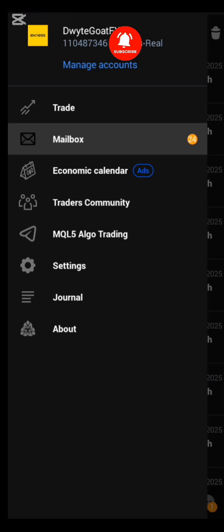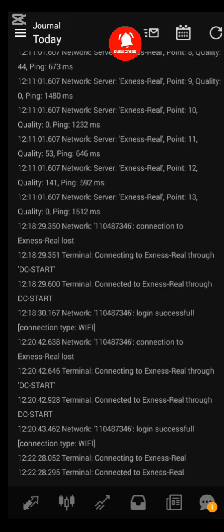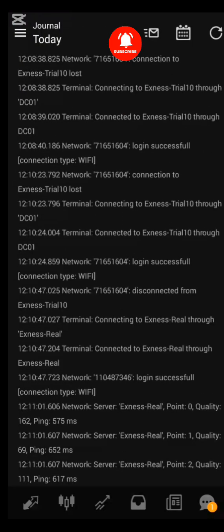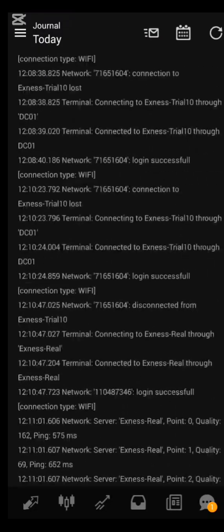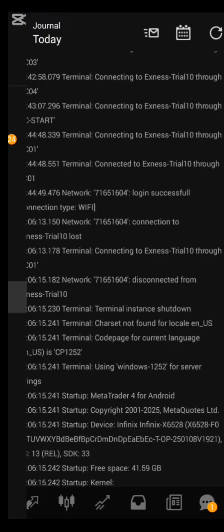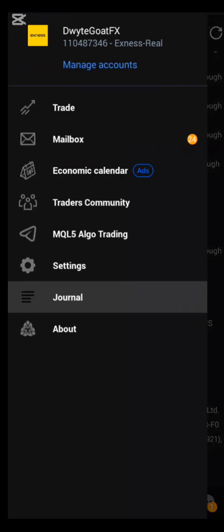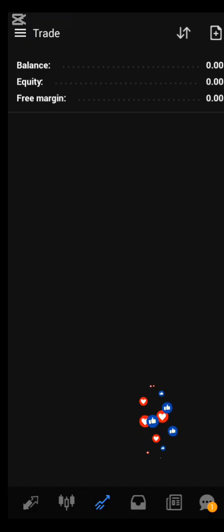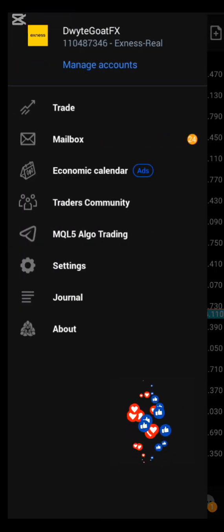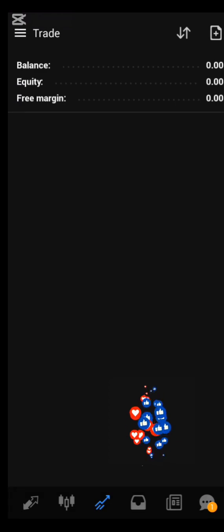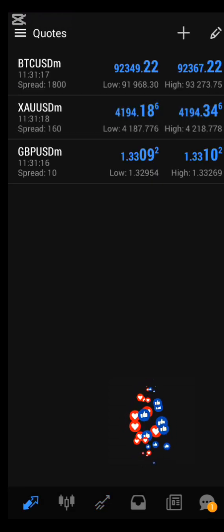So Journal, if you click on it, is to tell you about the network and things that have been going on within your Metatrader 4. So these ones are the matters, but not to traders. What matters most to us is our chart. We're trading on the chart. So back to the chart. If you click on trade now, let's come back to gold.